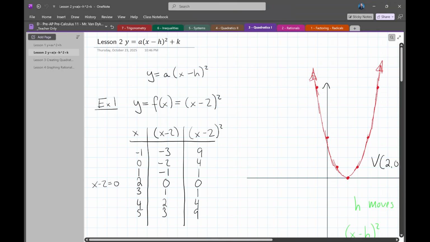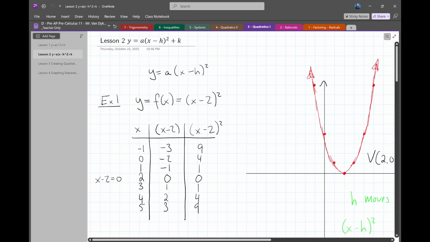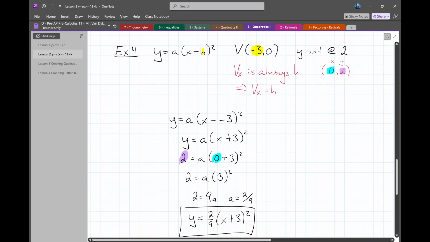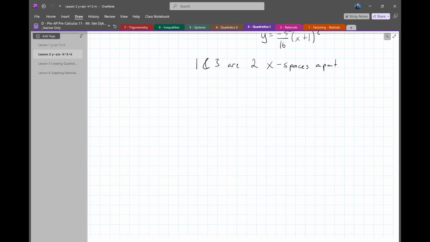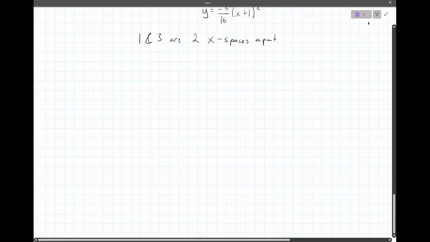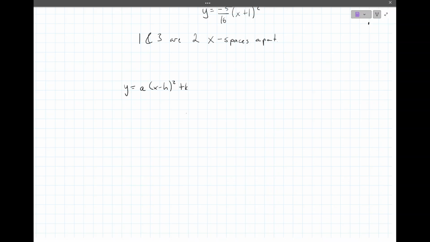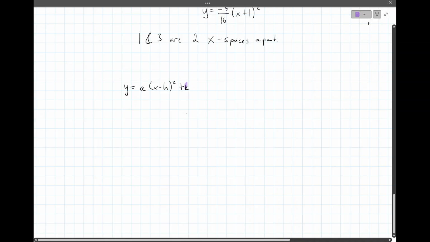All right, math fans, welcome back, and let's finish off graphing parabolas in this form. All we need to do yet is look at the form where we have y equals a(x minus h) squared plus k. And here, when we're looking at this plus k, we're looking at up, down for the vertex. That's kind of what we're putting together here.